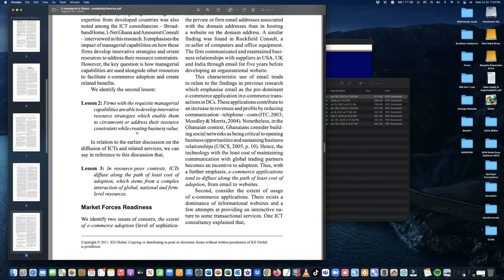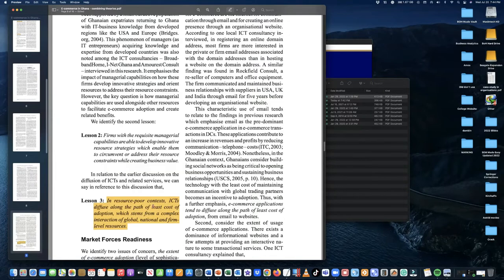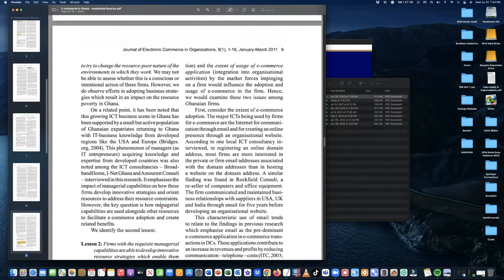while creating business value. Then, in resource work, the ICT diffuses along the path of least cost of adoption, which stems from a complex interaction of global, national, and firm level resources. So I was mentioning earlier, the combination of resources makes the firm survive in developing countries. So then we are going to market readiness, with the extent of e-commerce adoption and the level of adoption. So that one to discuss it.